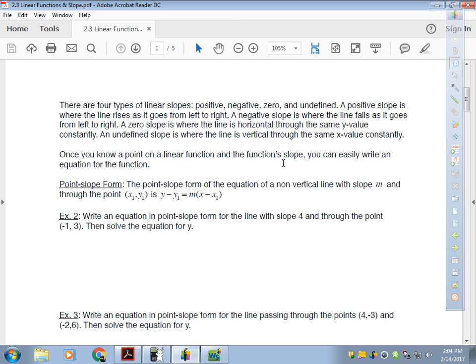Now, once you know a point on a graph and a slope, you can actually write an equation for that graph. So the point slope form of a non-vertical line with slope m going through the point x1, y1 is given as y minus y1 equals m times x minus x1.